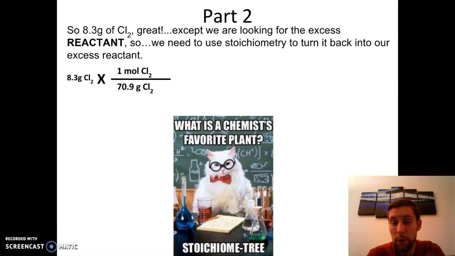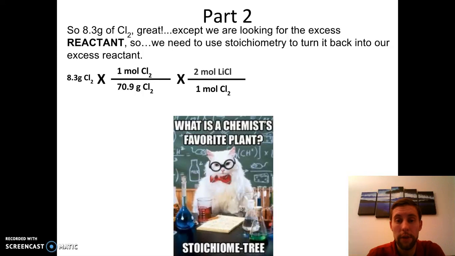Since we're in moles, we can do a mole ratio setup by canceling moles of chlorine and getting moles of lithium chloride. Remember, those 1 and 2 numbers there come from the coefficients in our balanced equation that you should have written down. It was on the last slide. We don't want moles of lithium chloride. We want to find out how much, which means grams.